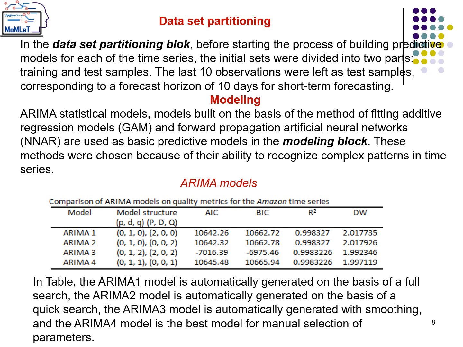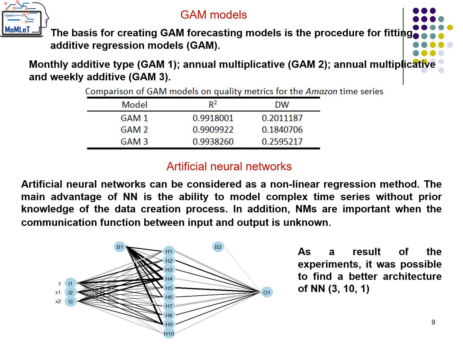Next, ARIMA models. The table presents the ARIMA models. The ARIMA 1 model is automatically generated on the basis of full search. The ARIMA 2 model is automatically generated on the basis of quick search. The ARIMA 3 model is automatically generated with smoothing. And the ARIMA 4 model is the best model with manual selection of parameters. GAM models: GAM 1 is a monthly additive type, GAM 2 is annual multiplicative, and GAM 3 is annual multiplicative and weekly additive. These GAM models are presented in the table.